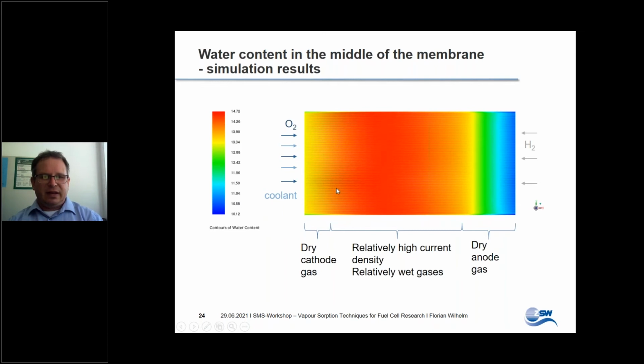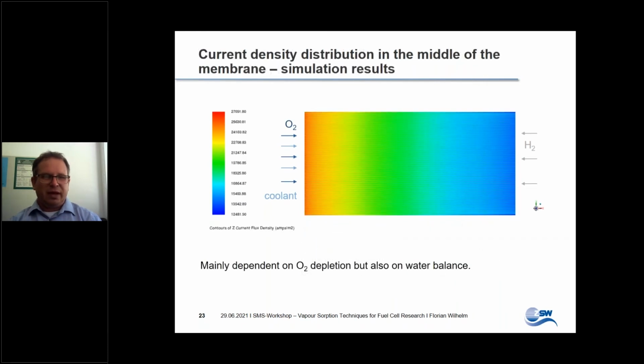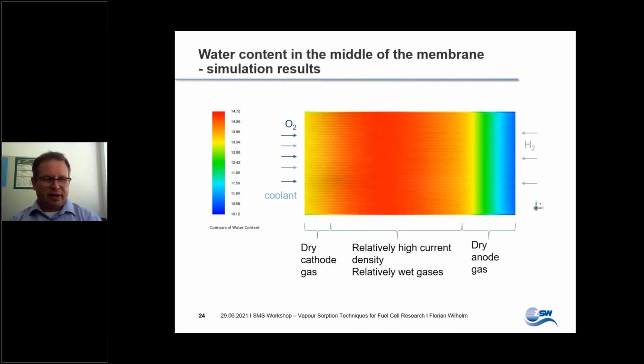And as you can easily see, in the middle of the cell we find the highest values of lambda. This corresponds to a relatively high current density and wet gases at a time. Whereas on the right side, where the relatively dry anode gas enters, we see low water content of the membrane, and on the left side as well we see a lower water content. And now it really depends on the specific design of the cell and the properties of the material, whether the current density has the shape as shown here, so linear decrease, so to say, from left to right, or if it follows a different shape that may be then determined by the membrane properties.